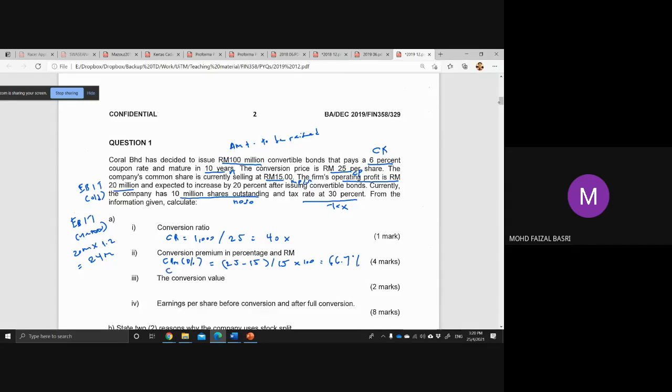Okay, conversion premium in RM will be 25 minus 15, but multiply with conversion ratio, which is 40. So the conversion premium, 10 times 40, is 400 ringgit. RM lah. So it's in ringgit.